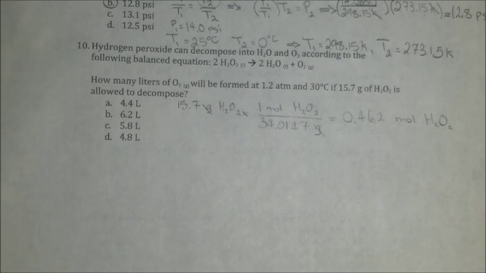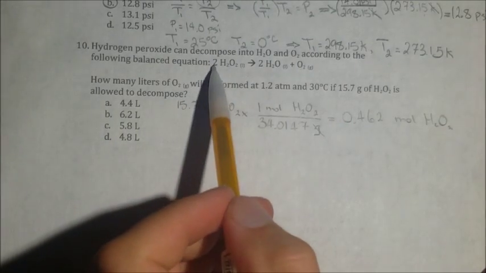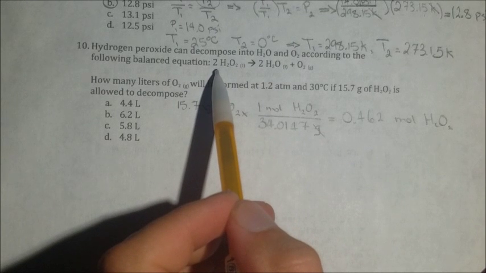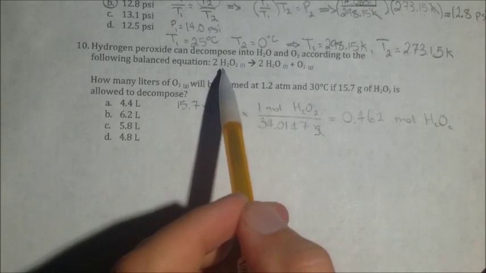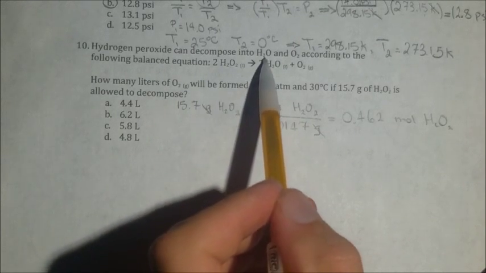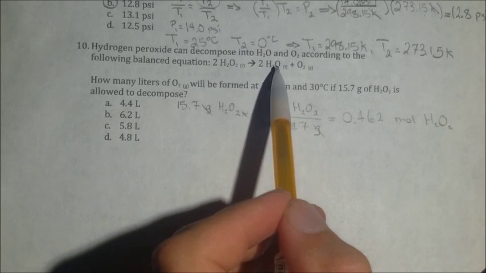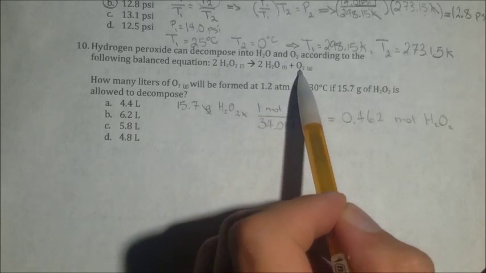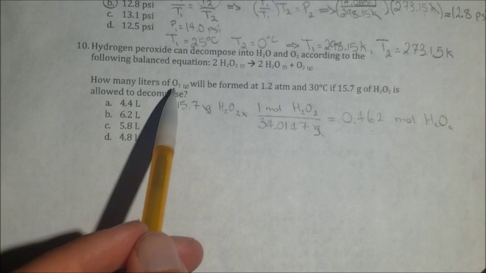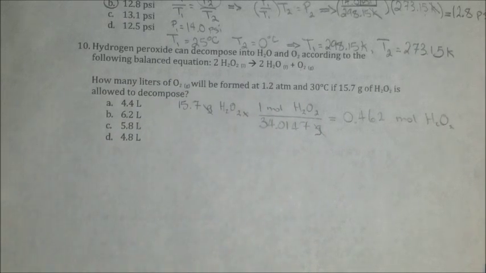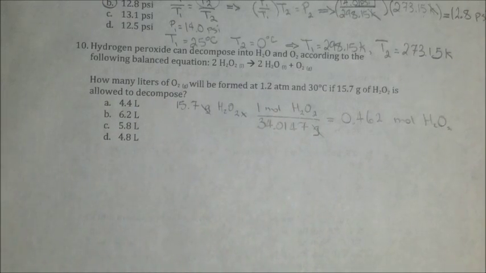Okay, and so then lastly for number 10, we've got hydrogen peroxide decomposing into water and oxygen. According to this equation, we got 2 moles of hydrogen peroxide decomposing into 2 moles of water and 1 mole of oxygen gas. So how many liters of oxygen gas are formed at 1.2 atmospheres and 30 degrees Celsius if 15.7 grams of hydrogen peroxide are allowed to decompose?